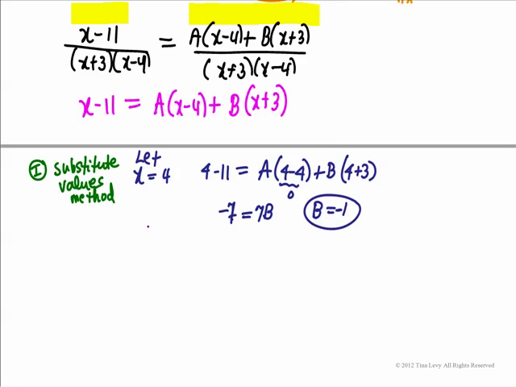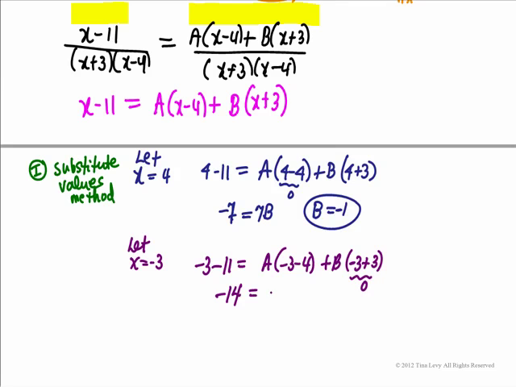Then to make the other term zero out, I'm going to let x equal negative 3, and I get negative 3 minus 11 must be A times negative 3 minus 4 plus B times negative 3 plus 3. And I did want this to zero out. So I have negative 14 is negative 7A, so A is 2. And isn't that what we had? So now we're going to plug that into the original.